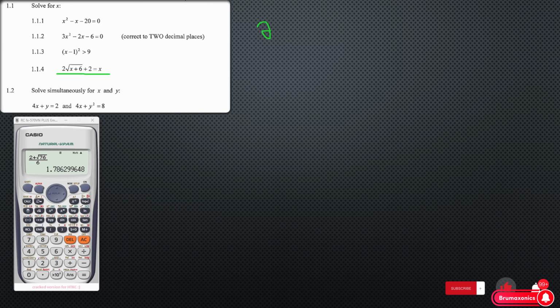So you have 2 square root of x plus 6 plus 2. So since this one is not actually inside the square root, you can take it to the other side, and you're going to get 2 square root of x plus 6, right? Which is equals to x minus 2.